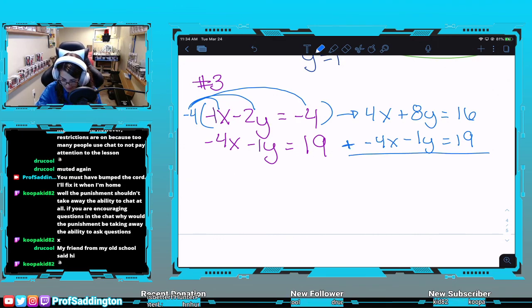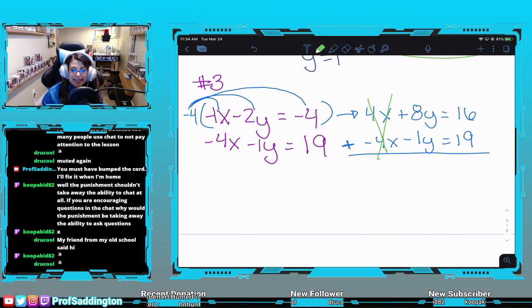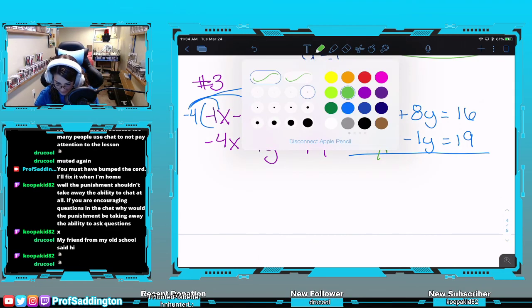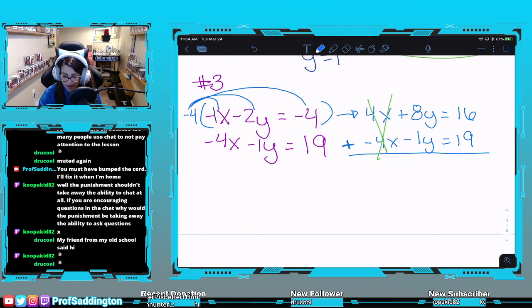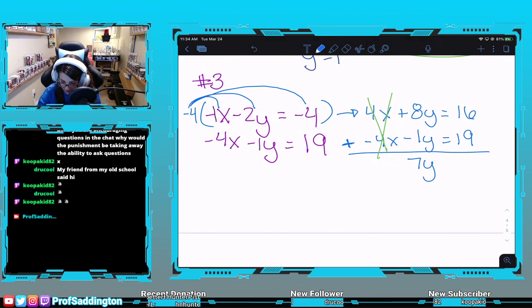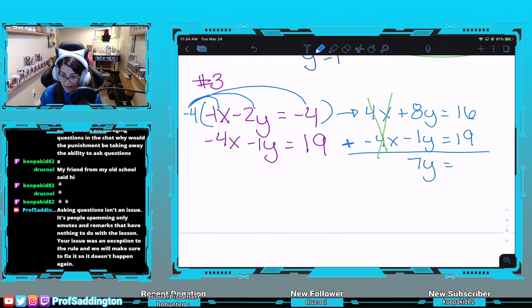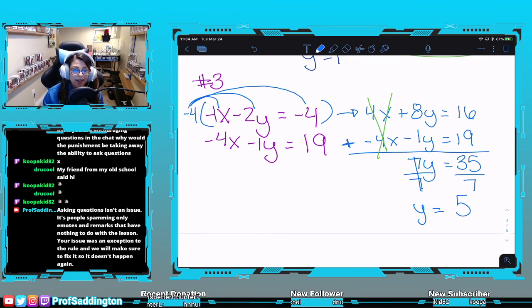And now we're going to combine them together. So as we see, the x's eliminate, yay. And we have 8y minus 1y. That's going to give us 7y. And then we have 16 plus 19 is 35. Then to get y alone, we're going to divide by 7. So we get a value of y equals 5.